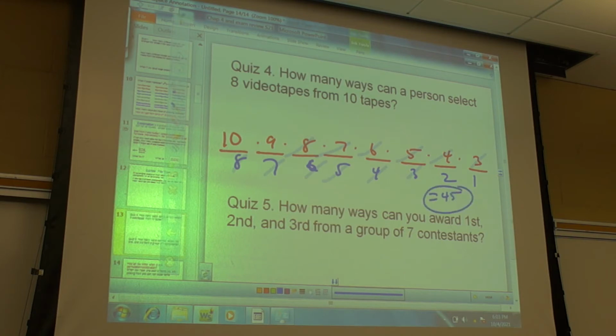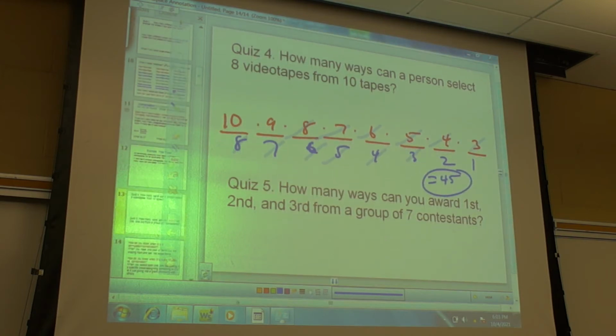Perfect. Now, the next one is, how many ways can you reward first, second, third from a group of 7 contestants? I did this purposely to fool you. How many options for the first spot? 7. Next? 6. Next? And so just so you don't automatically do whatever I showed you on every problem after I show you how to do an example, without blindly doing it, here's the question.